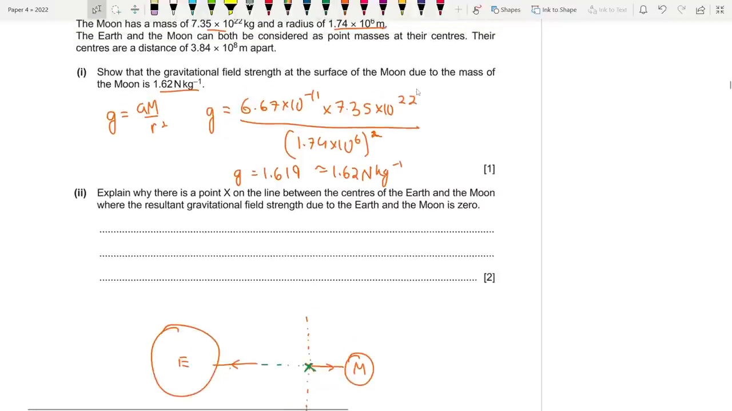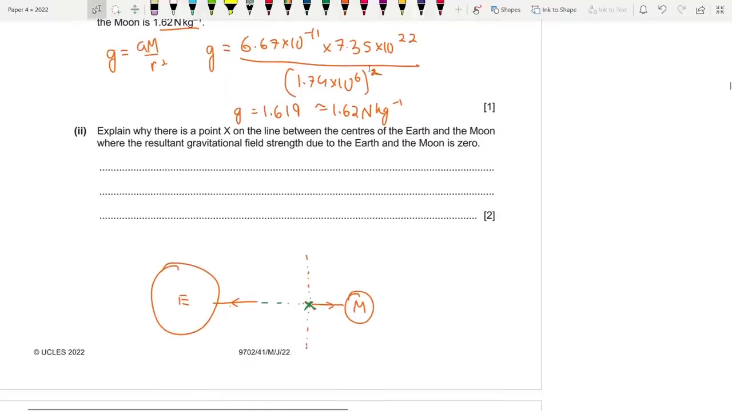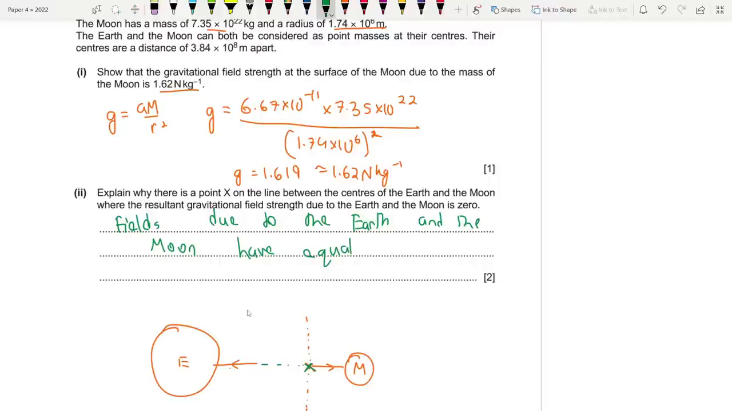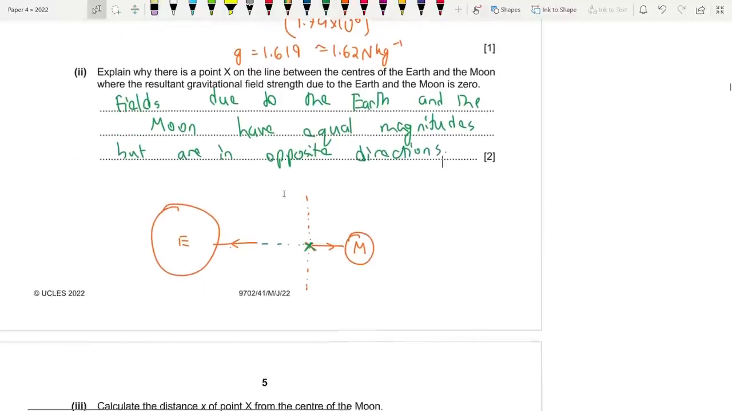So essentially, at that point the field strengths are equal in magnitude and they're always in opposite directions, because the gravitational field lines are directed radially inwards, right? So the fields due to the Earth and the moon have equal magnitudes. We get 1 mark for that. But are in opposite directions, which is why they cancel out. Okay, 2 marks for that.